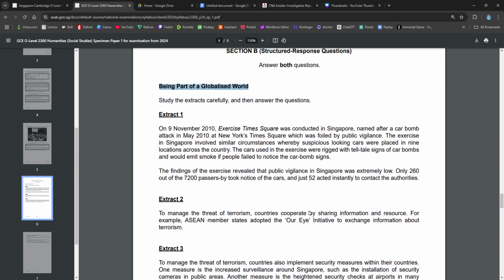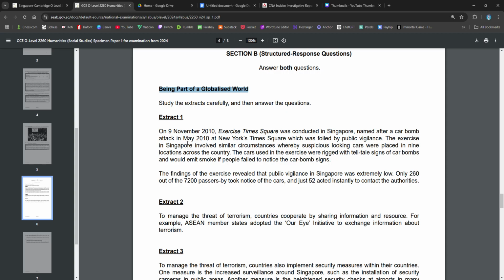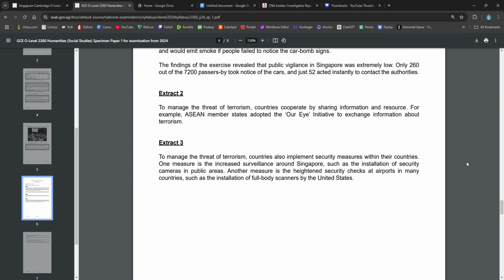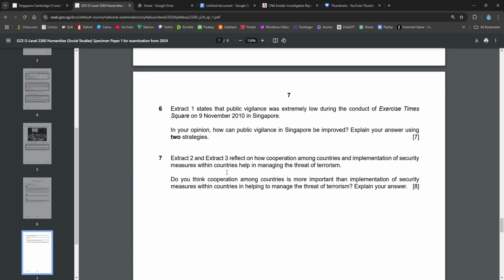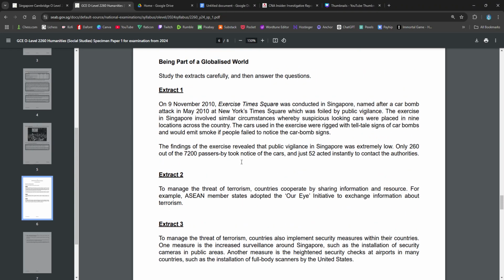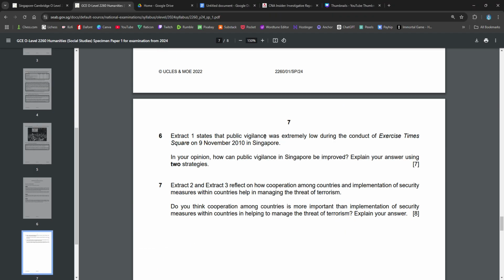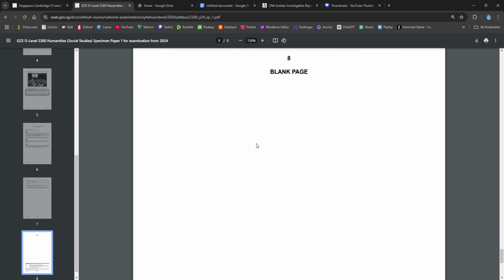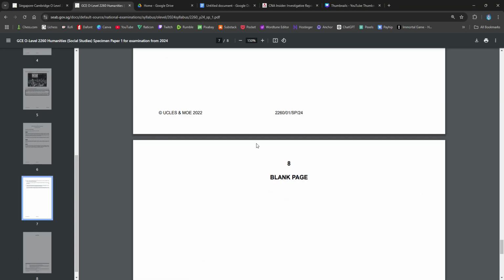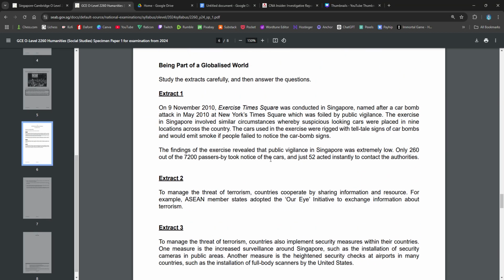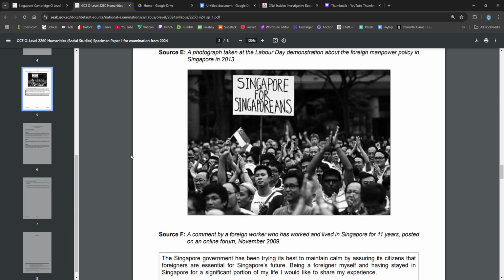Things to avoid: do not use anything from the extract or the sources. Do not use any examples. Don't try to copy and paste the examples from the sources into the essay, unless specifically told to use them. Okay, and that is about it. That is technically how you tackle a social studies paper.